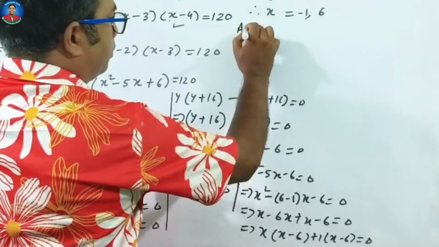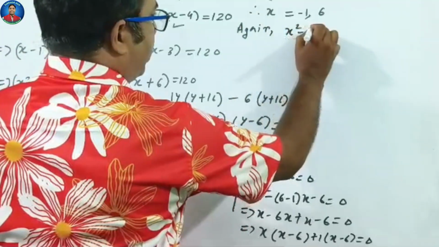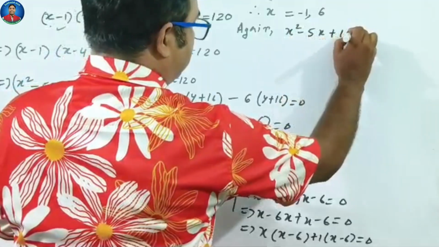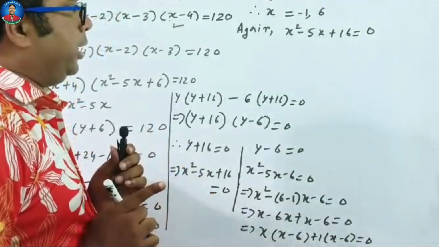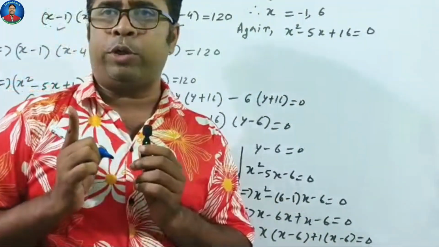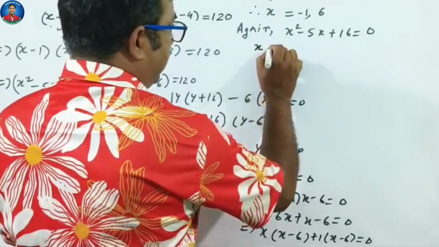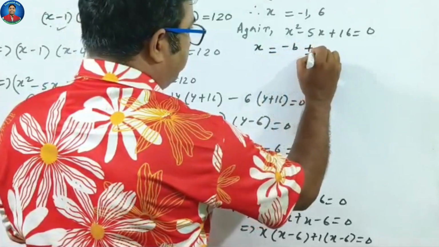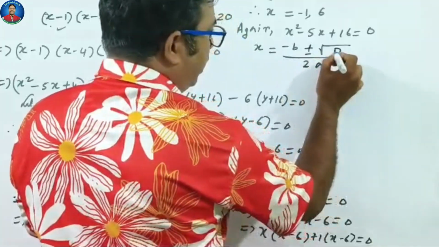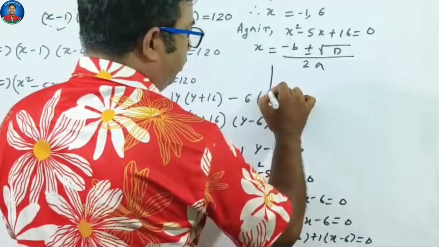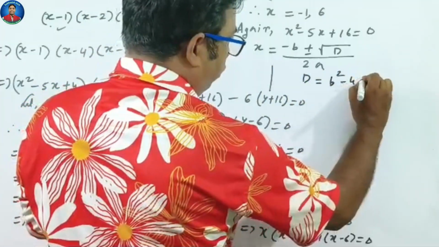Again, this is x square minus 5x plus 16 equal to 0. So here we cannot apply middle term factor. That means we have to go for the quadratic equation formula. What is the quadratic equation formula? Quadratic equation formula is x equal to minus b plus minus root over D by 2a. So let us find the value of D and put it here, and we shall get the value of x. So what is the value of D here? D is b square minus 4ac. This is the formula of D.